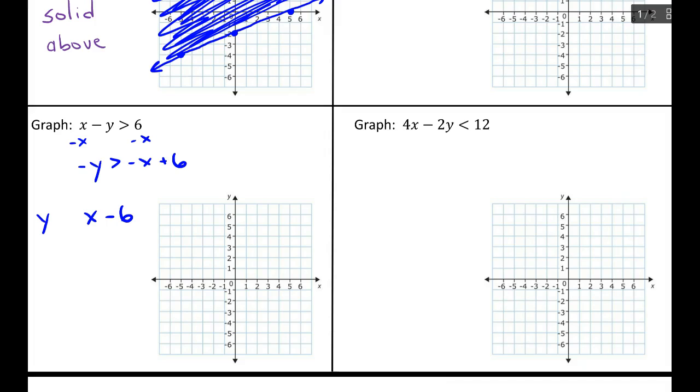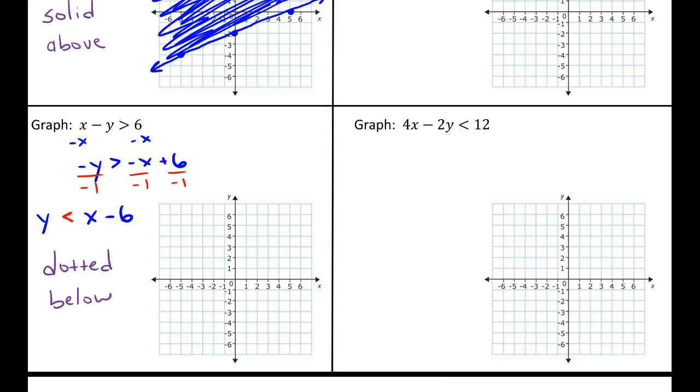Notice I didn't write an inequality sign here. So I want you to remember that when we multiply or divide both sides of an inequality by a negative 1, which is essentially what we're doing when we flip the signs, we have to flip that inequality sign too. So now it's going to become a less than sign. So let's make a note of how we're going to graph this. It's a less than sign, which means 2 things. It's going to be a dotted line, and we're going to shade below the line.